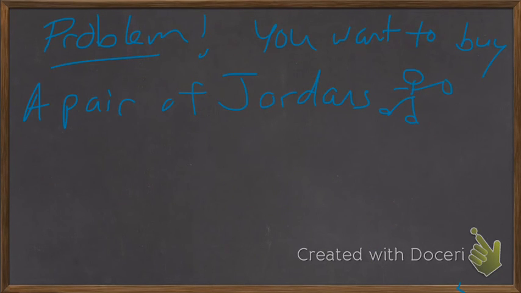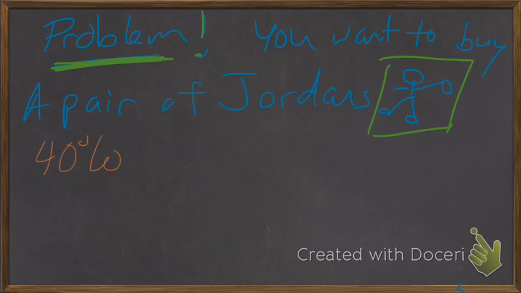Now this is a real world problem because we all have to go shopping and buy stuff. So you want to buy a pair of Jordans. I know this is not what the Jumpman logo looks like, but I couldn't draw it. If I had drawn it, I would be sued by Jordan. So let's say these Jordans are 40% off.